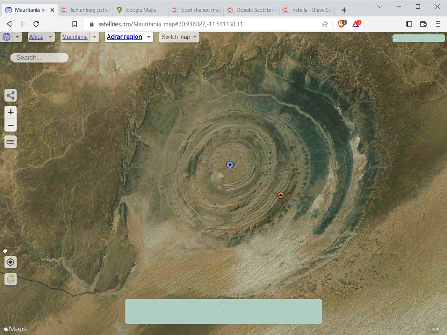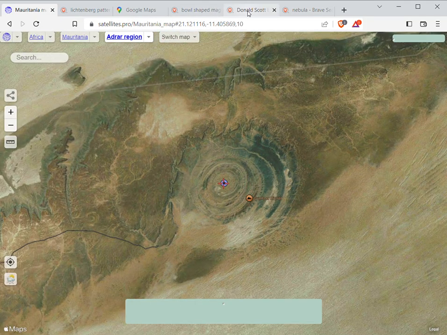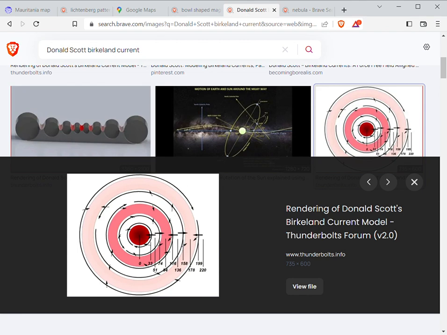And this is the Richat crater. Here you've got concentric circles. One goes this way, the next goes this way, the next comes this way, the next goes this way, the next comes this way, and then you get the point, right? It's alternating in between bands. And now we're going to come back here. Again, alternating in between bands.